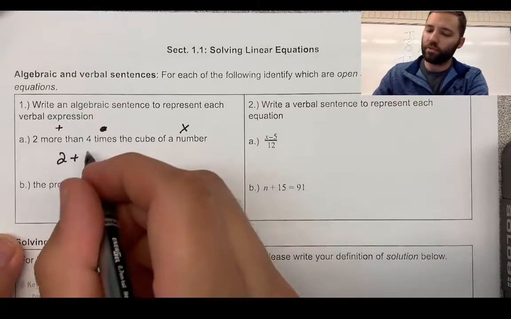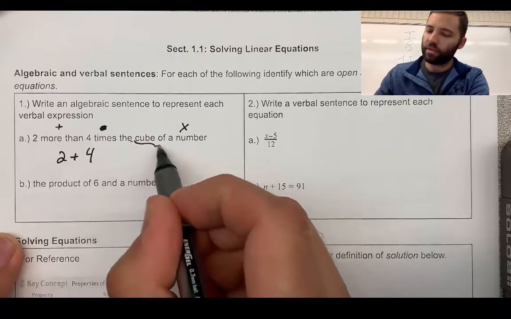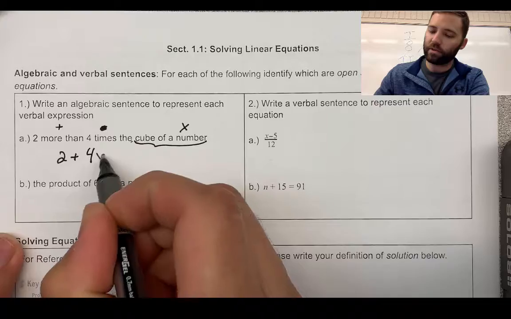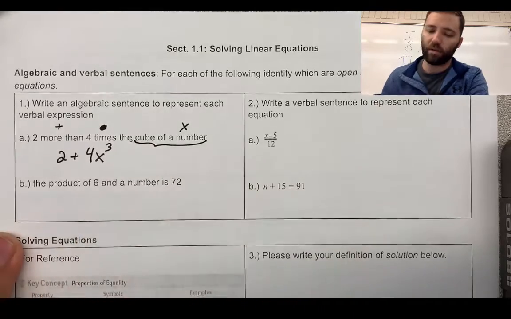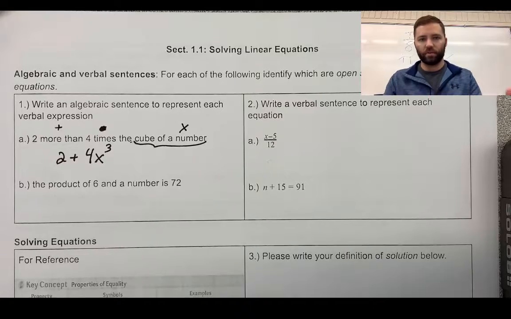4 times the cube. So 4 times the cube of a number. The cube of a number is kind of one grouping there. So the cube of a number is x to the third power. And there's our first algebraic sentence. It is an open sentence because it does not have an equal sign in it. That's what makes it an open sentence. It's just an open mathematical statement, not connected to anything else with an equal sign.